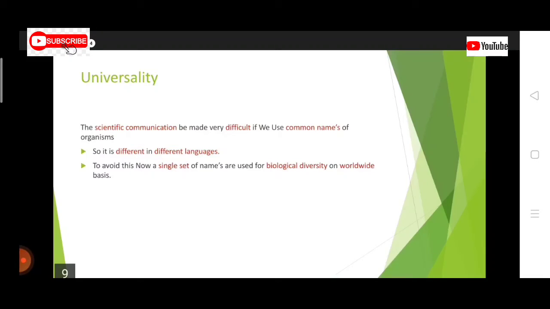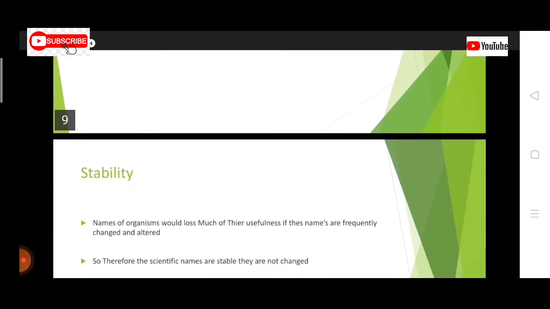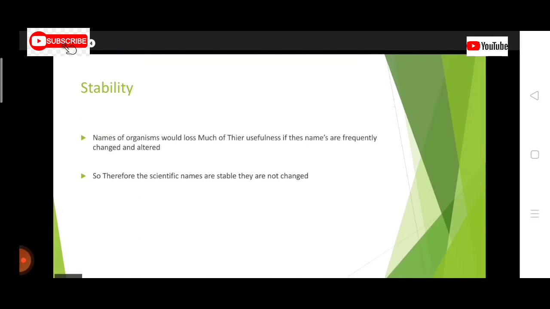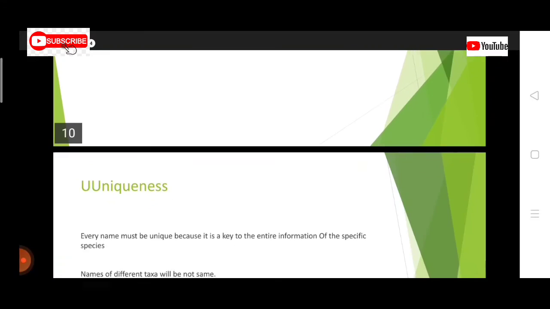To avoid this, now a single set of names is used for biological diversity on a worldwide basis. It is a very important point of binomial nomenclature. Another thing is stability. The names of organisms would lose much of their usefulness if these names were frequently changed and altered. What does losing usefulness mean? We cannot identify the organism. Therefore scientific names are stable, they are not changed.